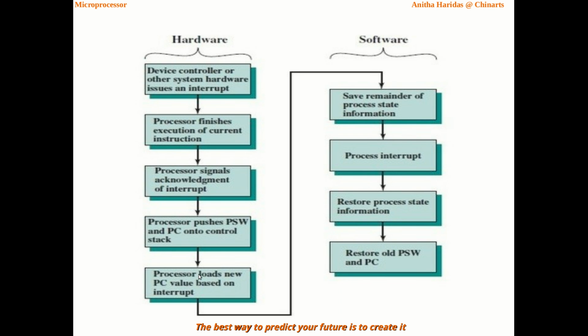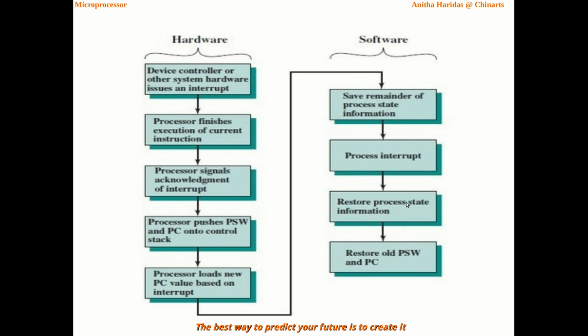Then the processor will load a new PC value. What do you mean by new PC value? The address of the interrupt service routine, because it has to branch to the interrupt service routine and all the instructions of the interrupt service routine must be executed, right? So what it has to do? The processor will be loading the new program counter value based on the interrupt.